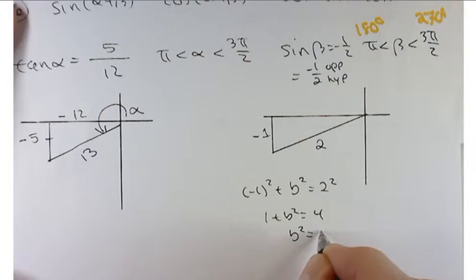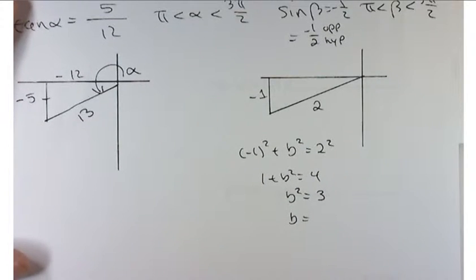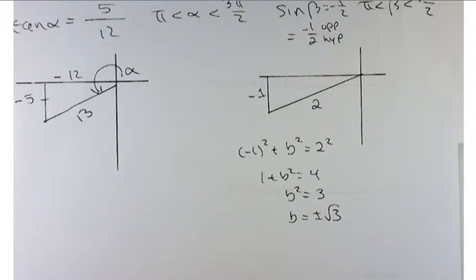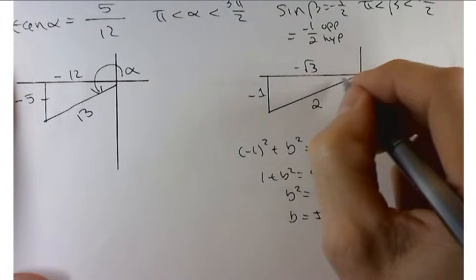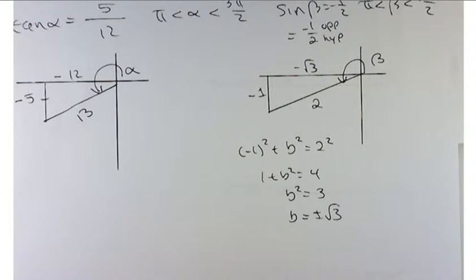So b squared equals 3. What are my possibilities for b? Perfect. Plus or minus square root of 3. Exactly what we wanted. Which one do I have to pick, though? The positive root or the negative root? Negative root. Good job, because we're in the third quadrant. All right, so there's beta. We've got everything we need.